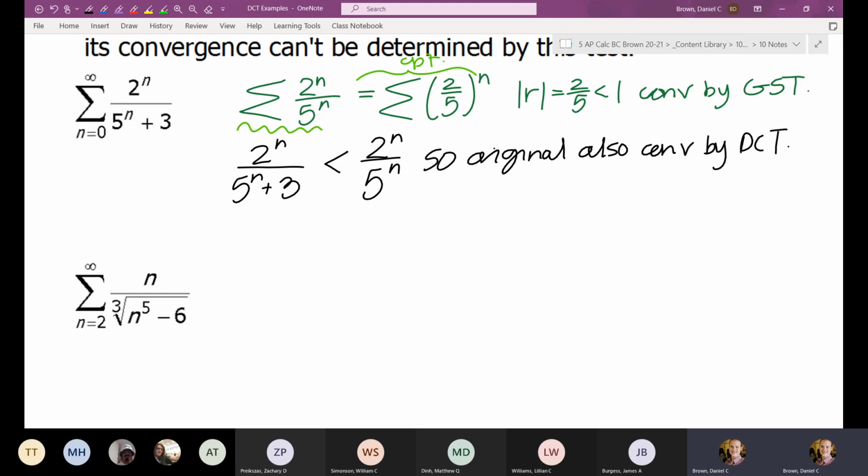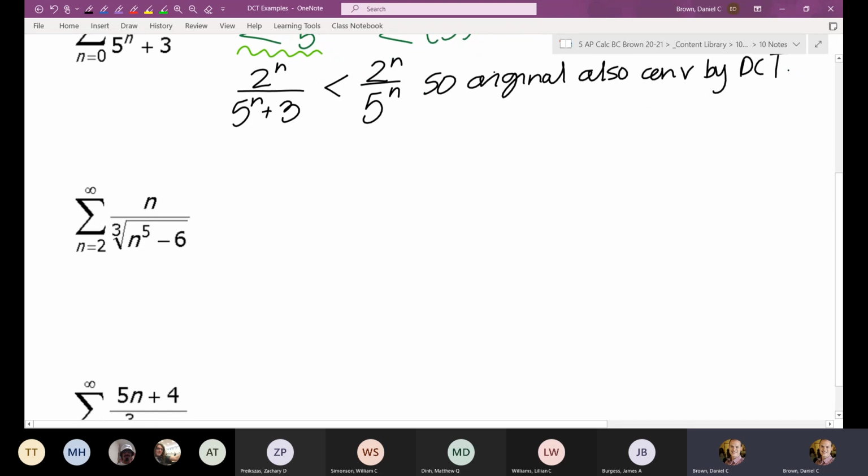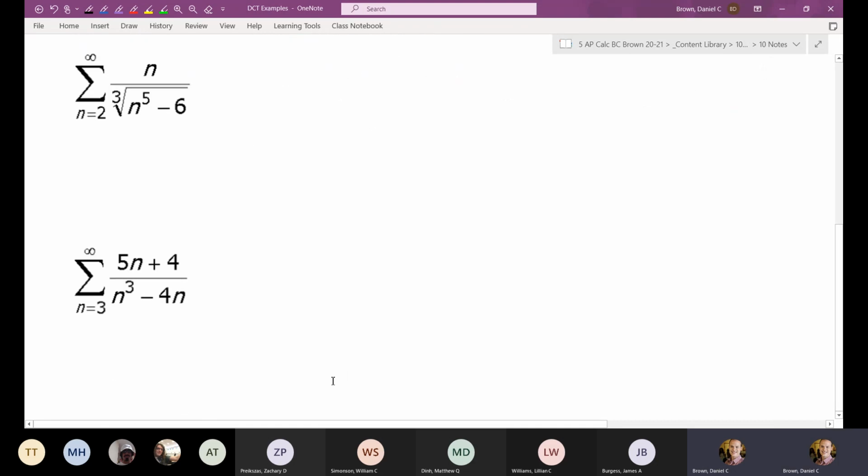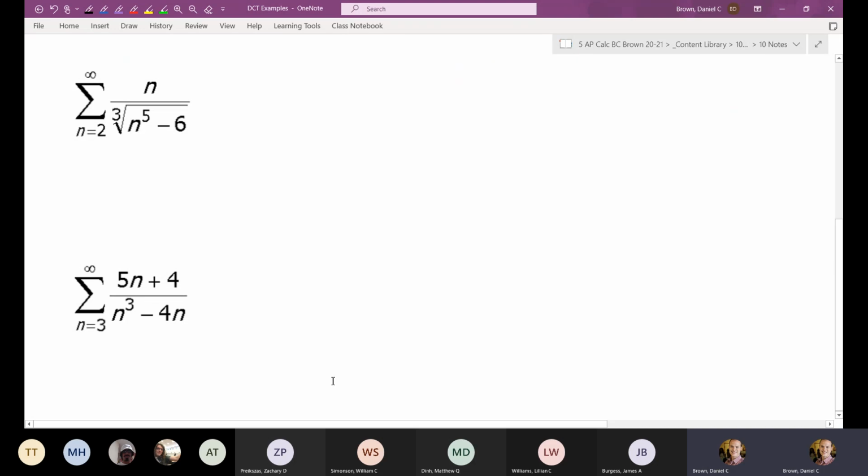Go ahead and try the bottom two for me. And again, the first step is to identify a simpler series that's related to it. And then see if you can justify your answer appropriately. So justify the simple one, and then compare the terms. Also be careful if it does give you like no info. But go ahead and try those two for me.